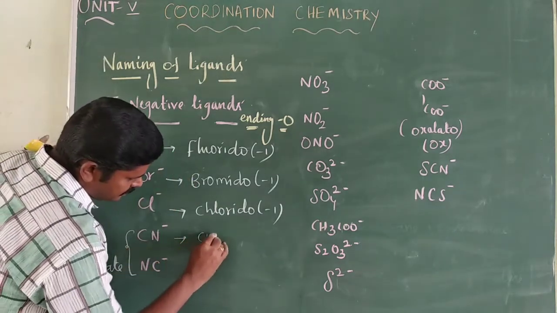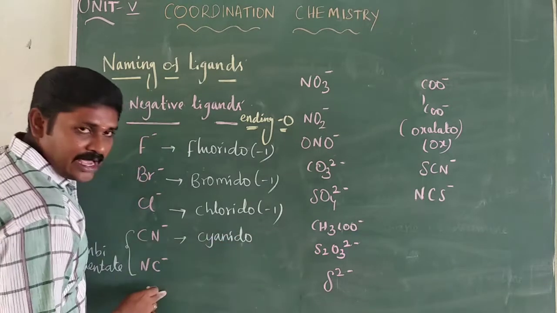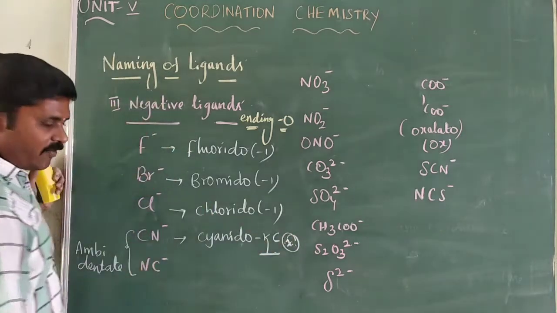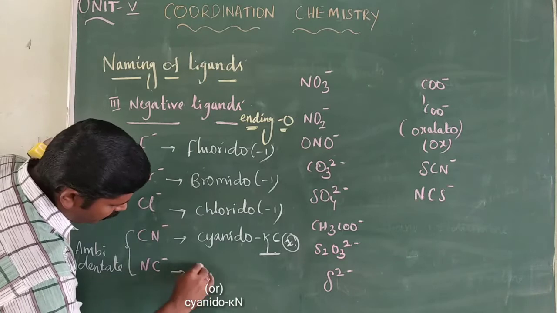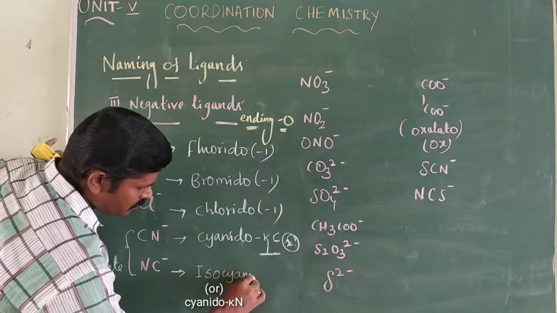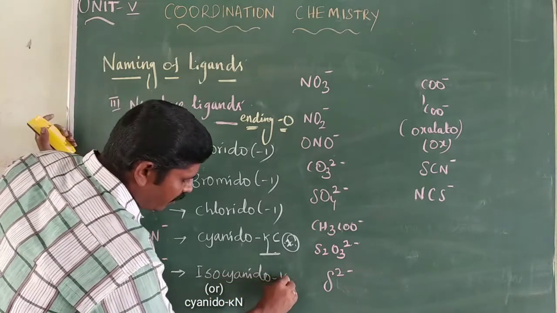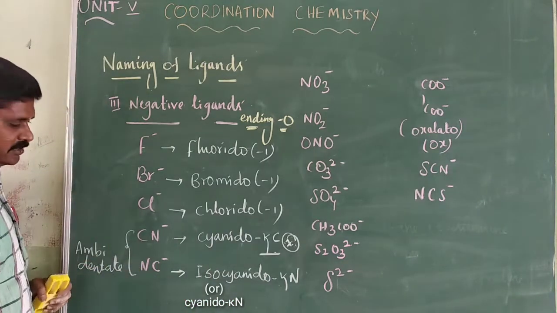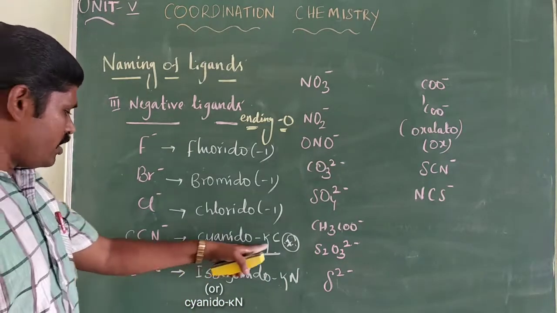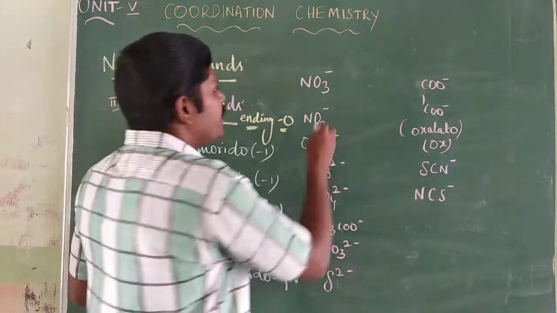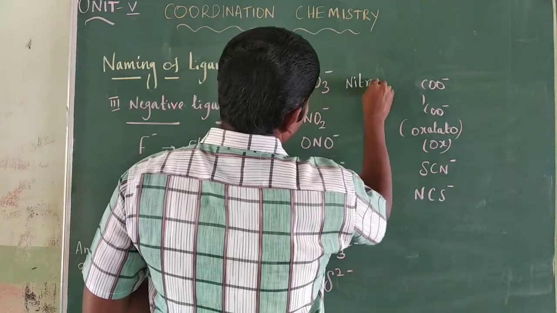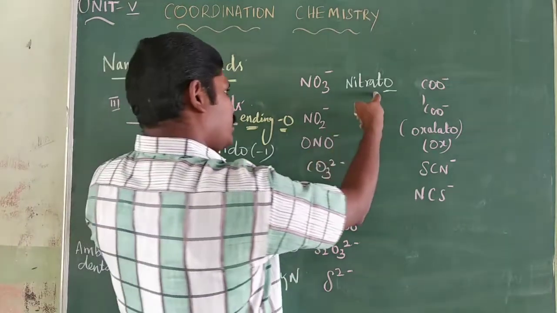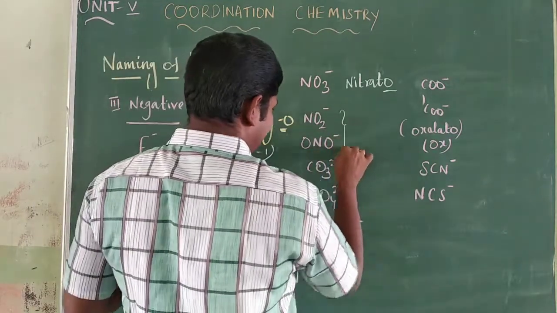CN minus is cyanido, kappa C. Very, very important: kappa C. Then isocyanido, kappa N. Kappa indicates the donor atom in ambidentate ligands. So ambidentate ligands: cyanido, kappa C, isocyanido, kappa N. Nitrato, ending O. Nitrato, NO3 minus.